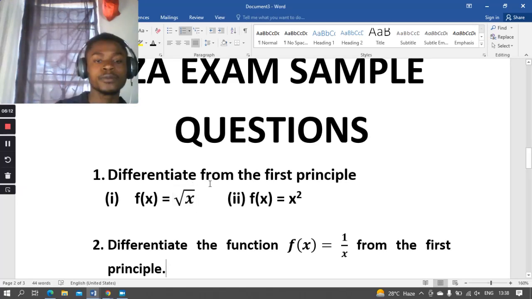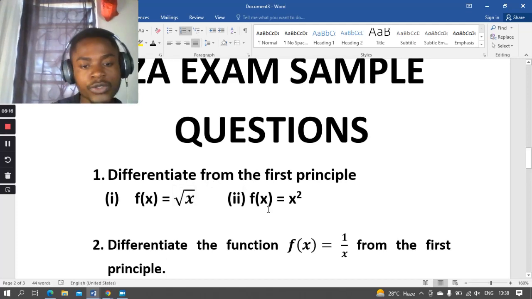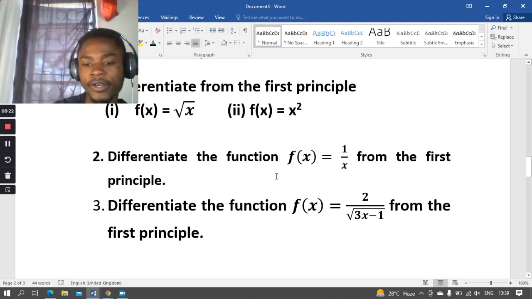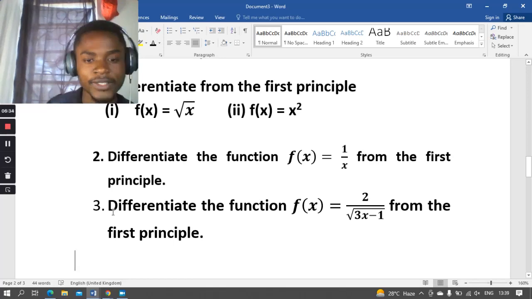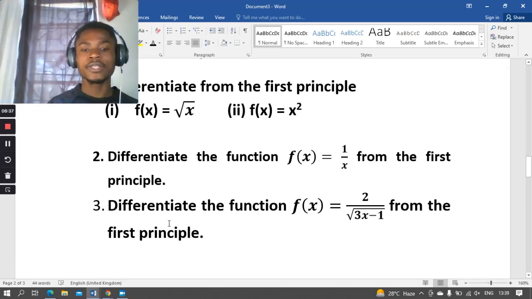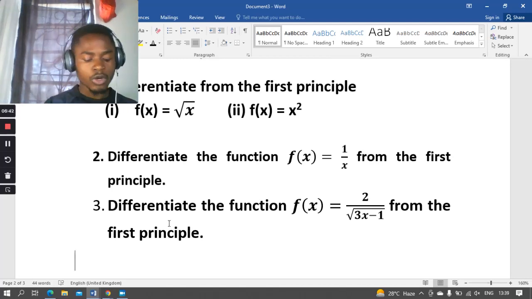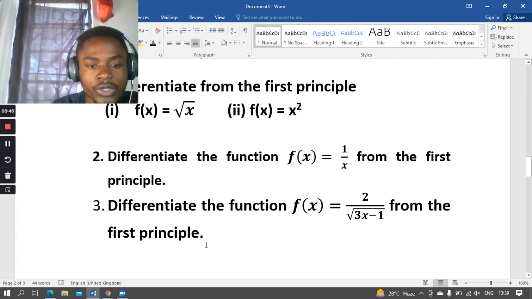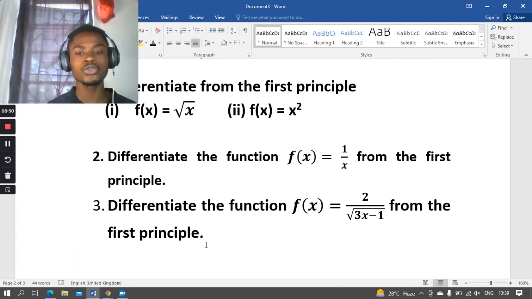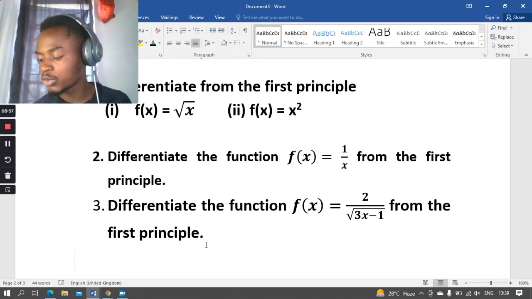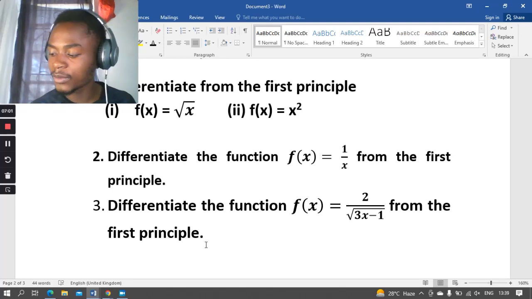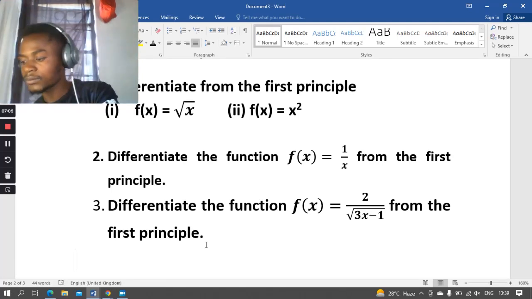So, differentiate from the first principle. The first one is this one, the second one is that one, and we have the third one, which is this one. Differentiate the function f of x is equal to 1 over x from the first principle. And then I also have the last one, which will give us a lot of tasks to do, which is differentiate the function f of x is equal to 2 over x from the first principle. So the keyword is the first principle. You don't need to use any rule in your head apart from the first principle. So let's get started.